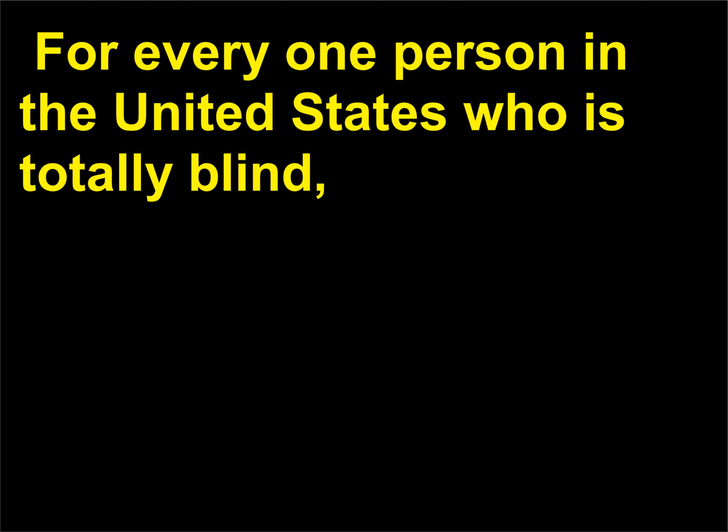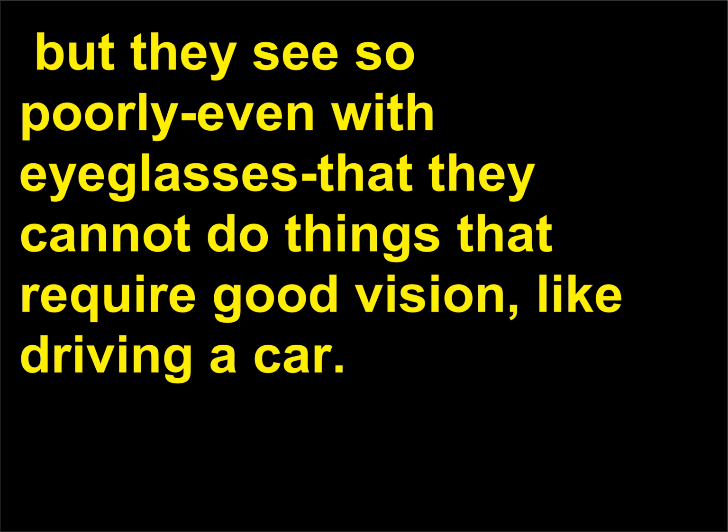For every one person in the United States who is totally blind, there are 4 others who are visually impaired or legally blind. These people have some ability to see, but they see so poorly even with eyeglasses that they cannot do things that require good vision, like driving a car.